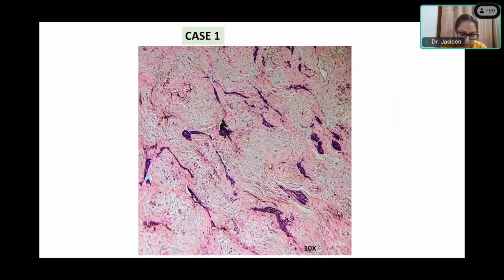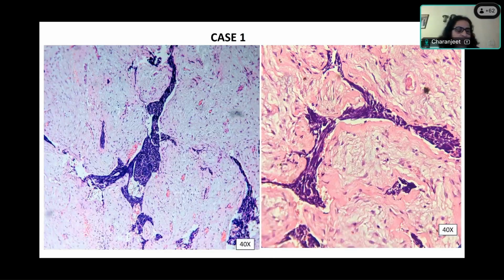Ma'am, in the sections examined, we can see tumor cells which are arranged in nests or in cords or in trabecular pattern, which are surrounded by fibroconnective tissue and embedded in a neural matrix. Okay, embedded in a neural matrix. Any other feature on morphology that you've been able to appreciate? So you are saying there are nests and trabeculae of cells, and they are embedded in a neural matrix. Anything else?